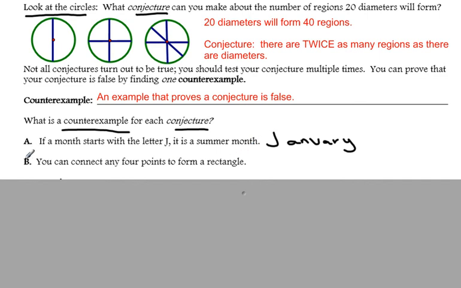So I would like for you to pause the video and see if you can try example B on your own, and then unpause the video to see if you get the same answer that I did.